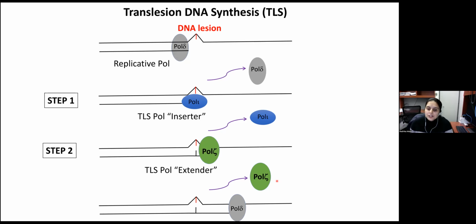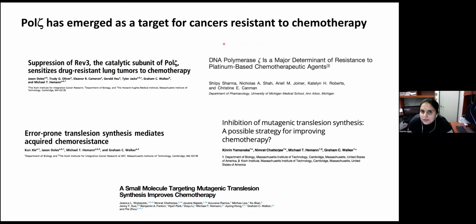So due to its importance in TLS and DNA repair, Polζ has emerged as a target for cancers resistant to chemotherapy, especially those which are cisplatin-based therapies. And by deciphering the high resolution structure of this polymerase, we can then look at the various protein-protein interfaces and target those for drug development.